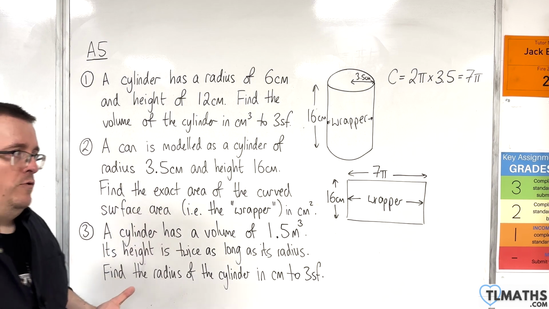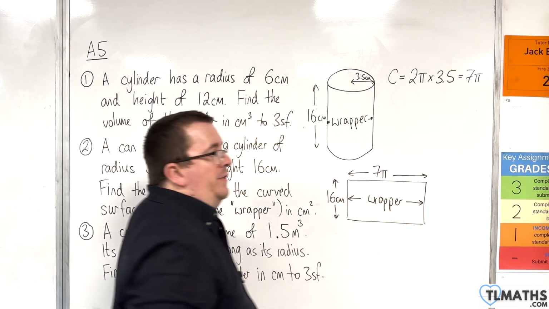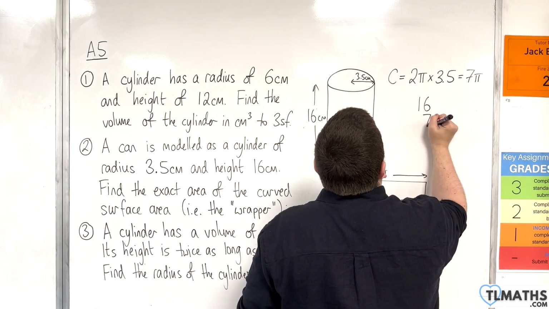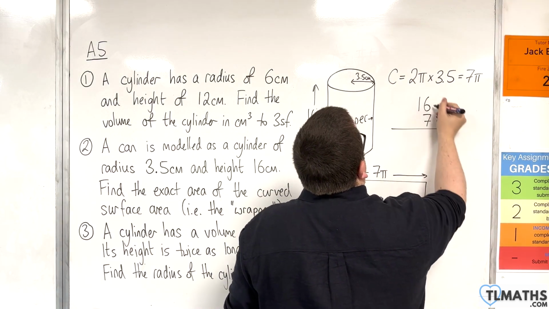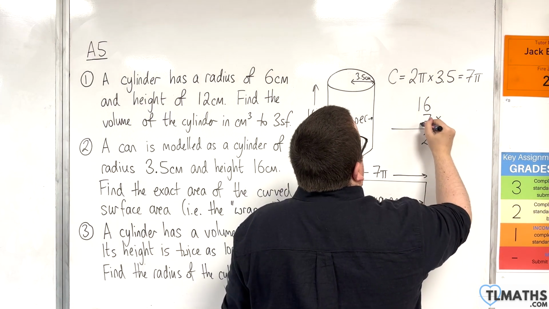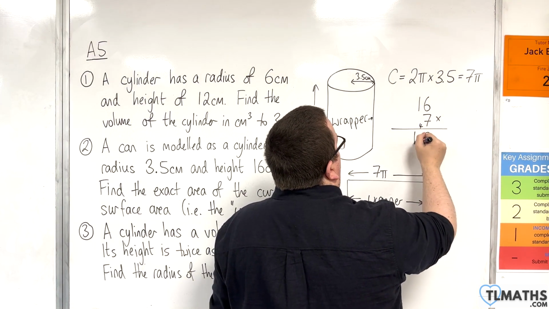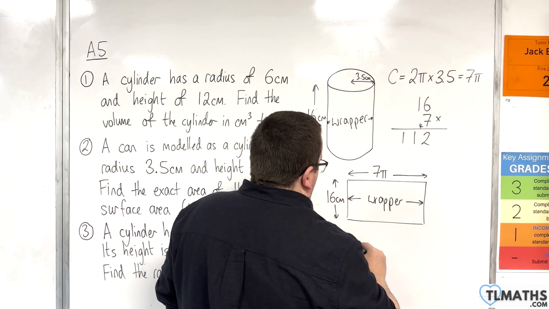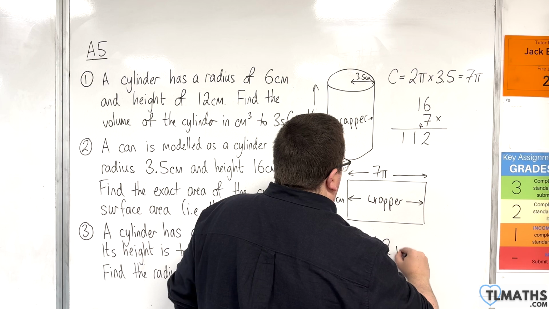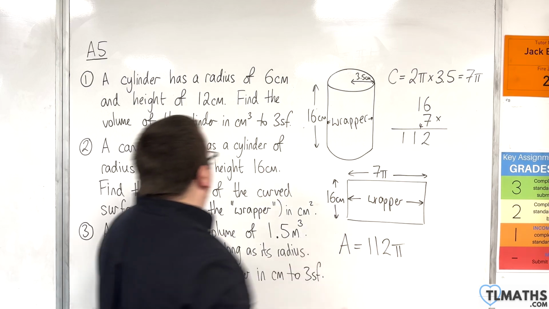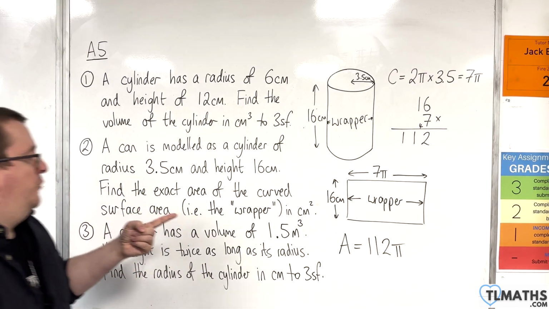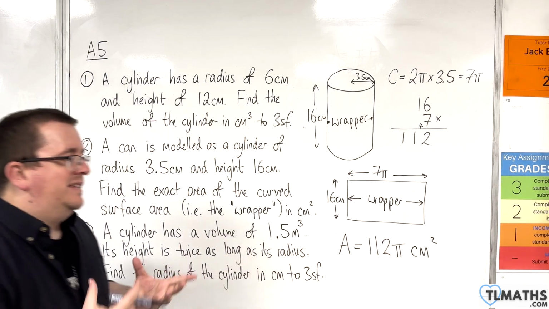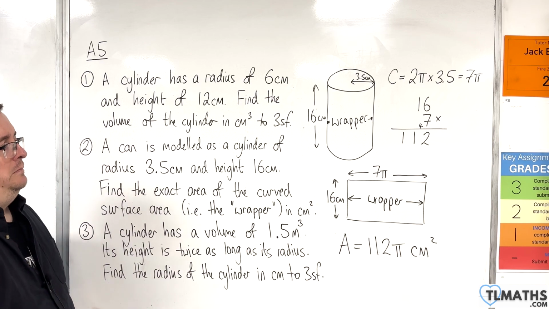So we want the area, so we need to multiply the 16 by the 7 pi. So 16 times by 7. 6 sevens are 42. 1 times 7 plus the 4 is 11. So that's 112. So the area is 112 pi. And we want the units as well. We're in square centimetres. And so that is the exact area that I'm looking for.